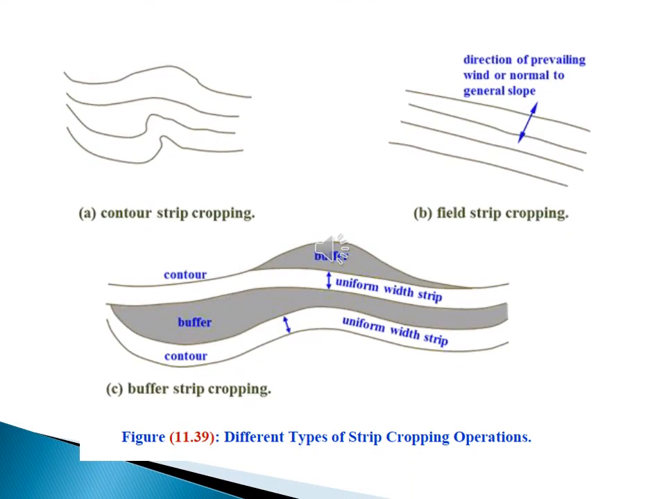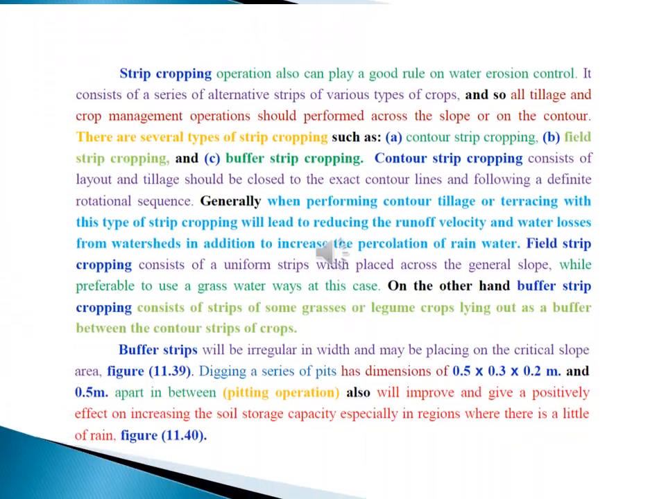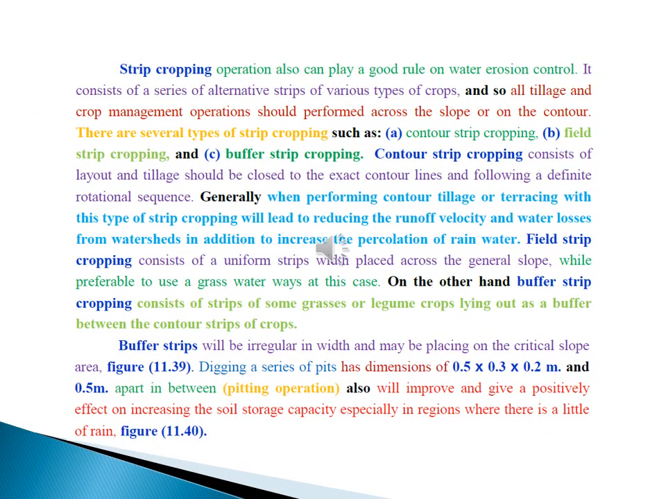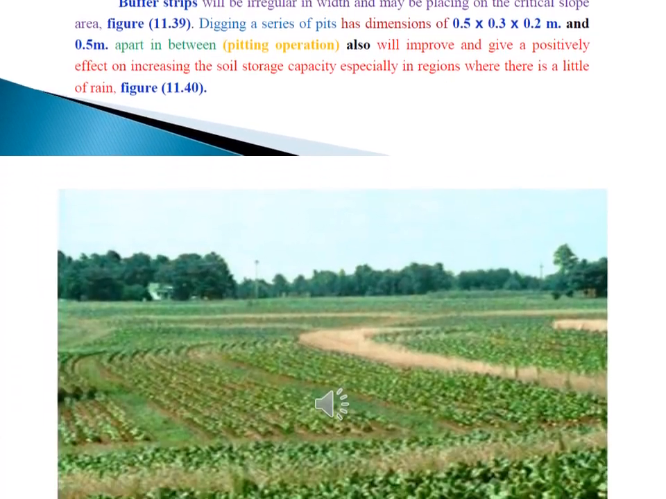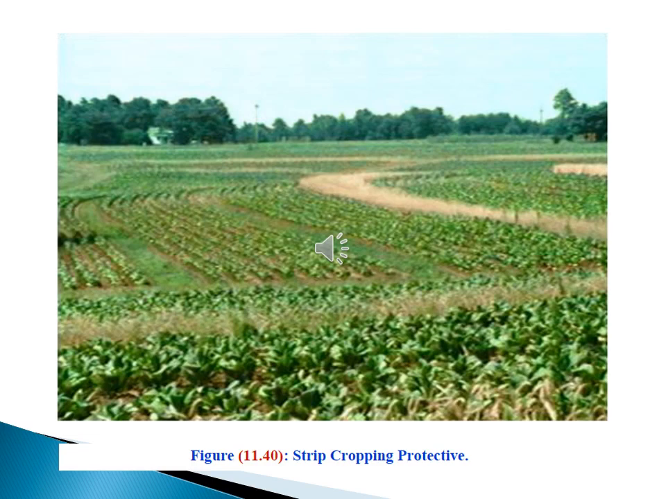Figure showing different types of strip cropping operations. Look, my dear, strip cropping operation can also play a good role in water erosion control. It consists of a series of adaptive strips of various types of crops, and so all tillage and crop management operations should be performed across the slope or on the contour. There are several types of strip cropping such as contour strip cropping, field strip cropping, and buffer strip cropping. Figure showing strip cropping protection.